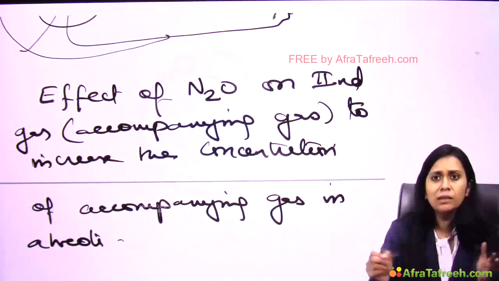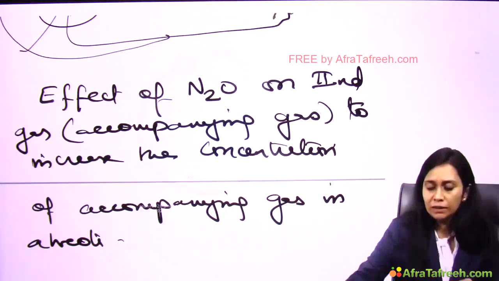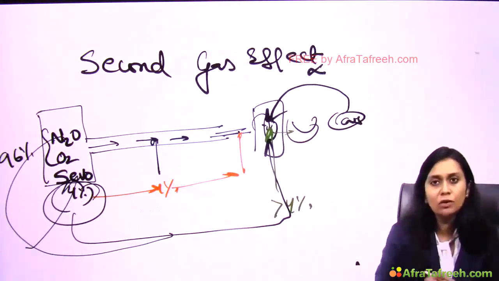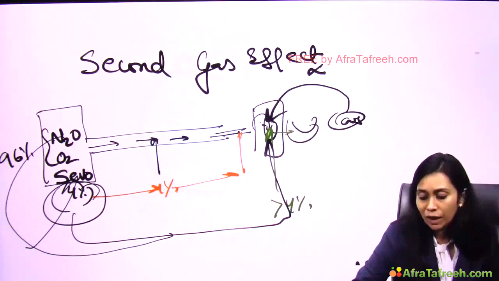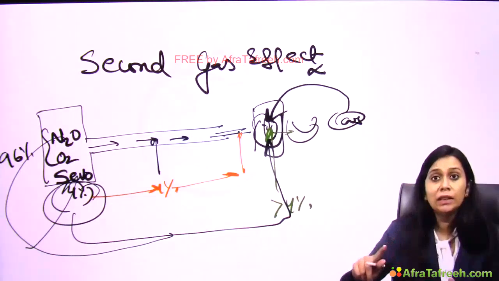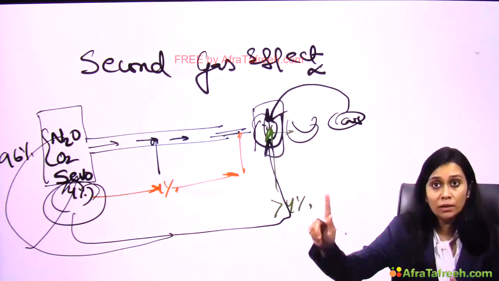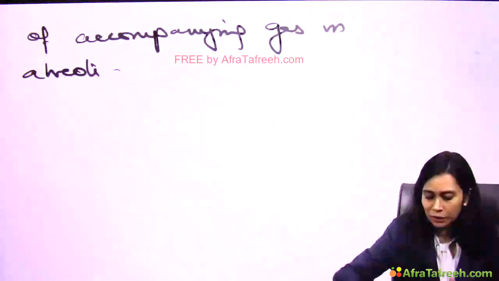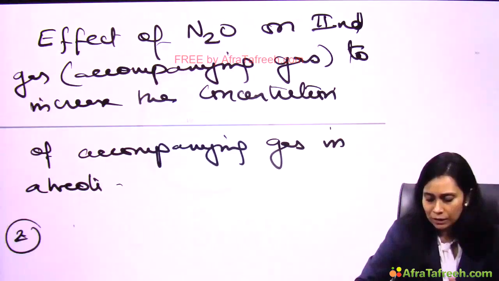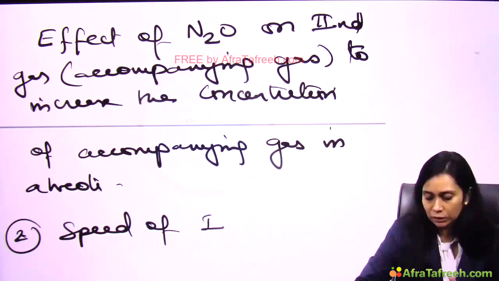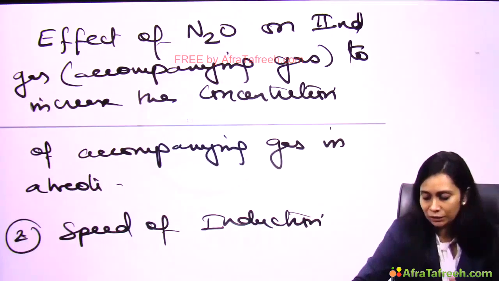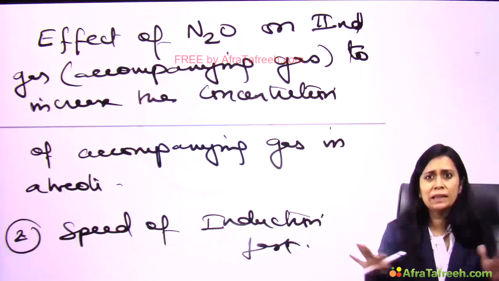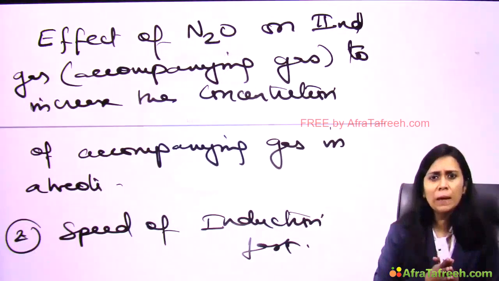Got my point? Is this a good effect or a bad effect? Definitely it's a good effect because we have discussed that CNS concentration is directly proportional to alveolar concentration. If alveolar concentration increases, we will attain the CNS concentration fast. This makes the speed of induction fast. So it's a good effect of nitrous oxide which makes the speed of induction fast. So this is all about second gas effect. Important from exam point of view.